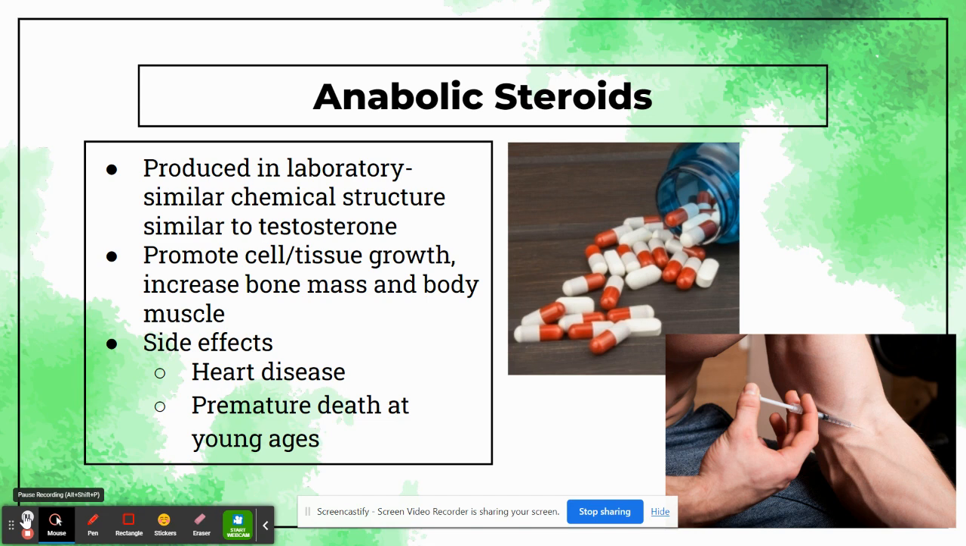Some side effects that we see are a lot of heart issues. People who abuse anabolic steroids tend to have heart failure pretty early, have heart attacks pretty early in life. You'll see that they usually do not have the same longevity as someone who did not take anabolic steroids. So while they give short term results, they are not good for health long term.